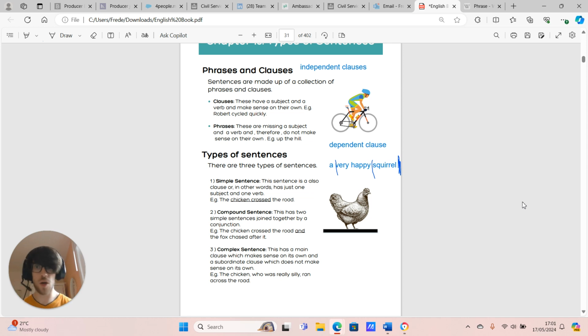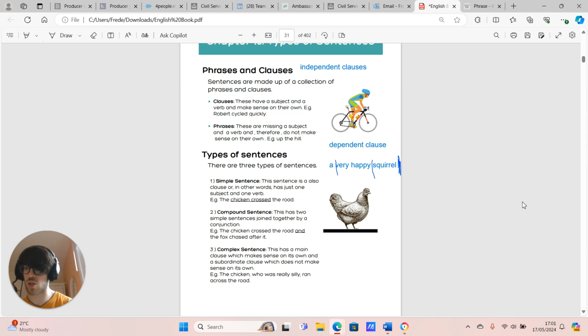Once you've got them, you've got a sentence. You've got an independent clause. It makes sense on its own. Then you get a compound sentence. Two clauses, both of them make sense alone, but you connect them via a comma or a semicolon or a colon or something else. Or indeed just a conjunction. It doesn't have to be punctuation.